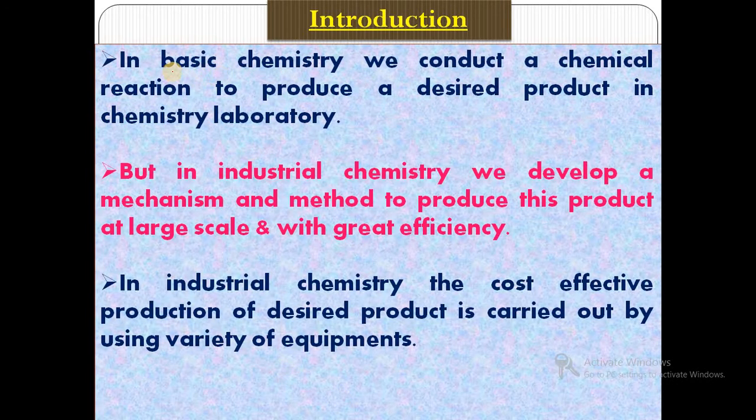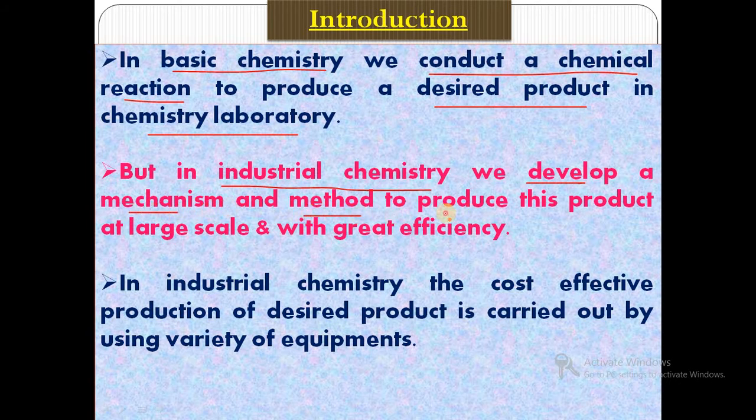In basic chemistry, we conduct a chemical reaction to produce a desired product in a chemistry laboratory. In our chemistry laboratory we can synthesize any type of chemical product on a small scale. But in industrial chemistry, it is the opposite phenomenon. In industrial chemistry we develop a systematic mechanism and method to produce the product at large scale with great efficiency.